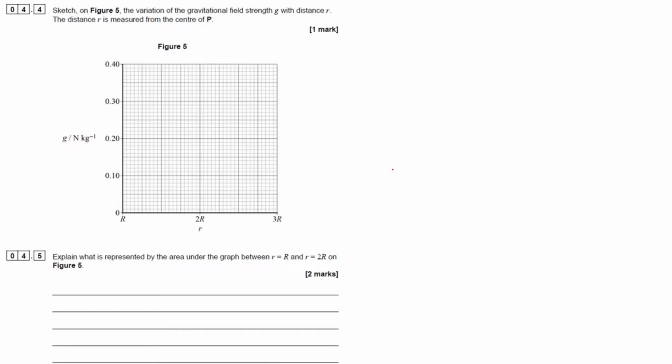Now in this one we have to sketch the variation of this field strength with distance, but be careful: on the x-axis they actually start at the surface of the planet. So here's a planet, from the center to the surface is R, and then they want us to know what is at 2R and then 3R. So we're just multiplying the radius by a factor of 2 and then 3.